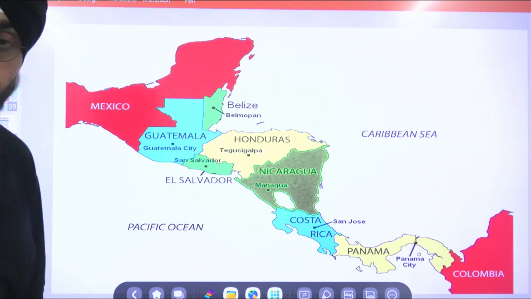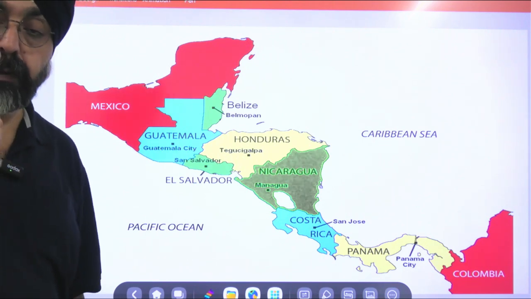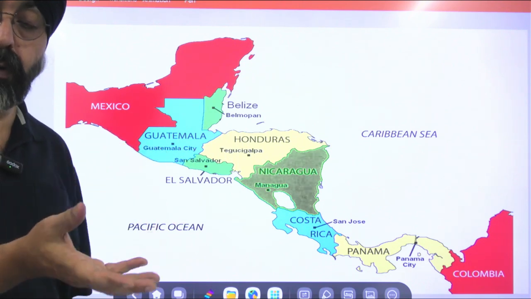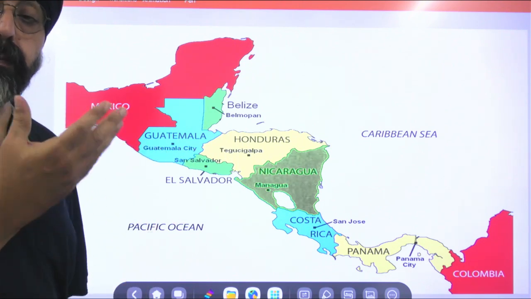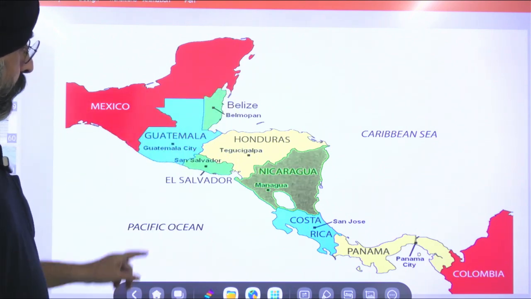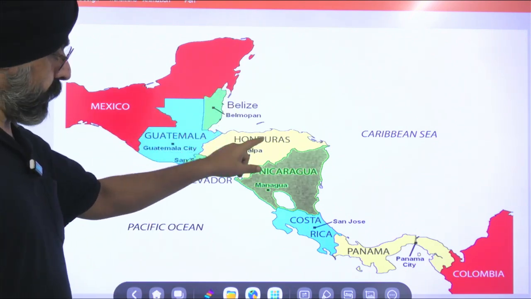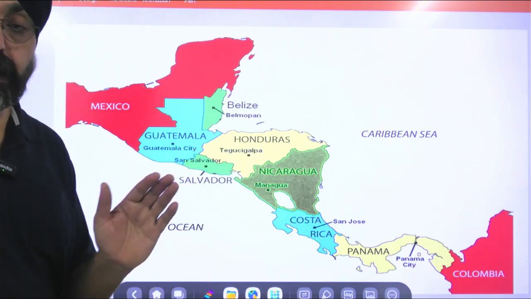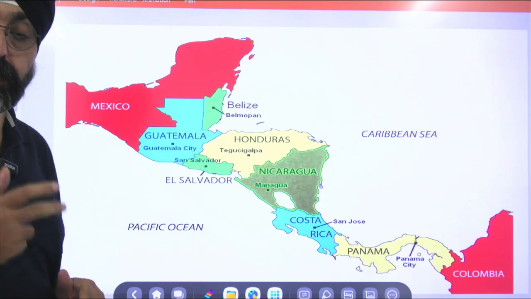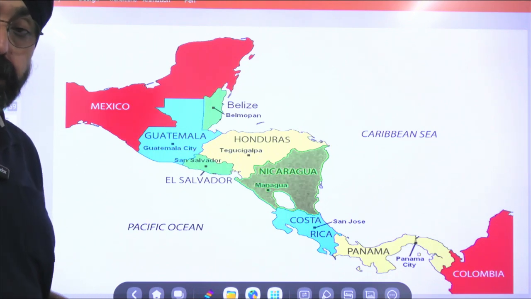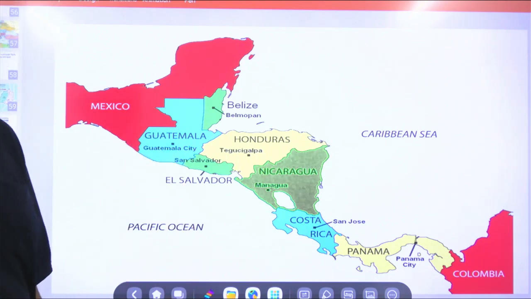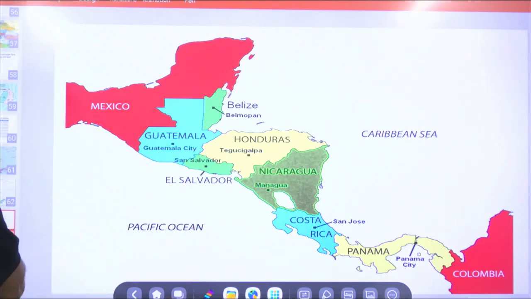Can you tell me the two countries which are having coastline with either the Pacific or the Atlantic? The rest all are having coastline with both the oceans. Belize, El Salvador, Guatemala, Honduras, Nicaragua, Costa Rica, Panama. Five countries are having coastline with Pacific and Atlantic. Only two are having one, one with Atlantic, the other with Pacific. Belize with Atlantic and El Salvador with Pacific. Probable questions can come out of it.